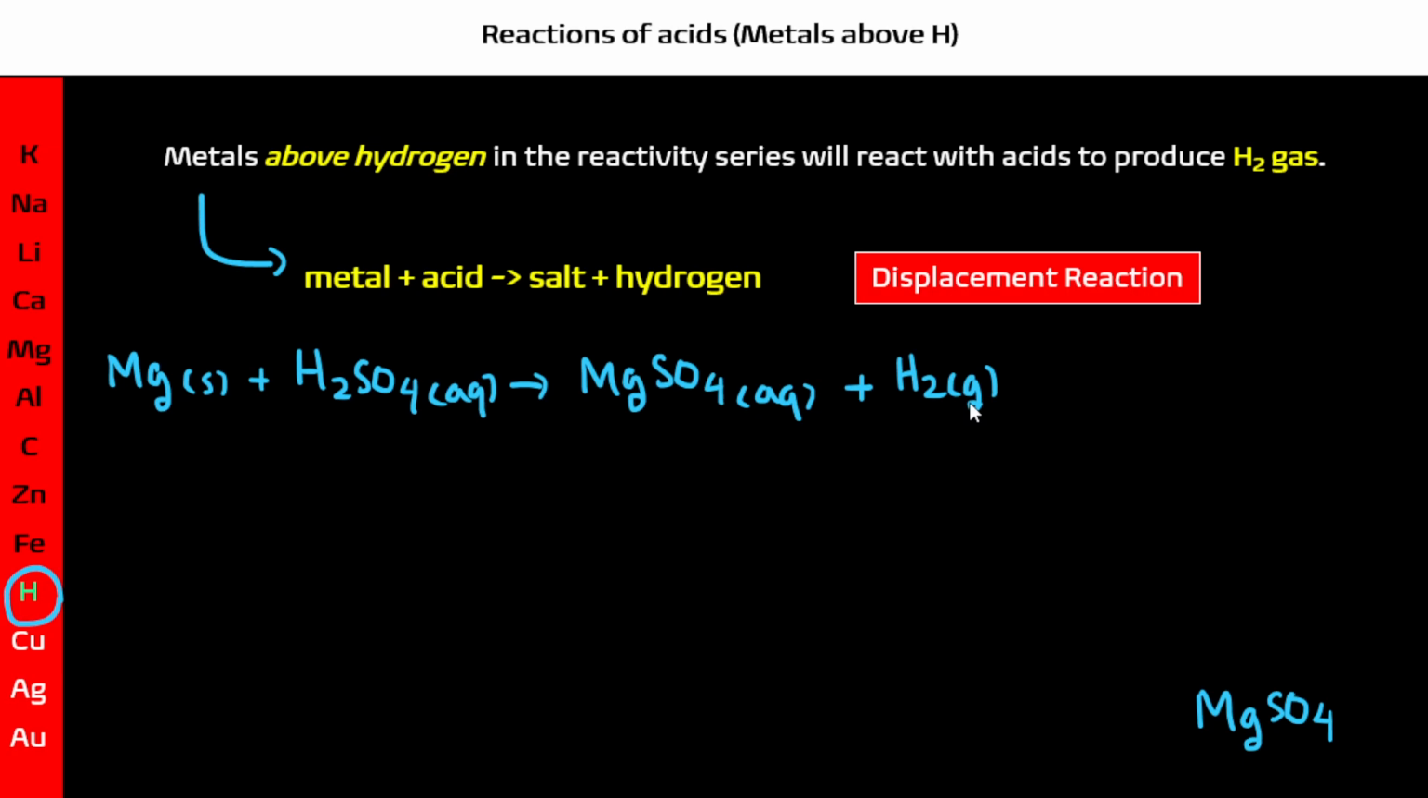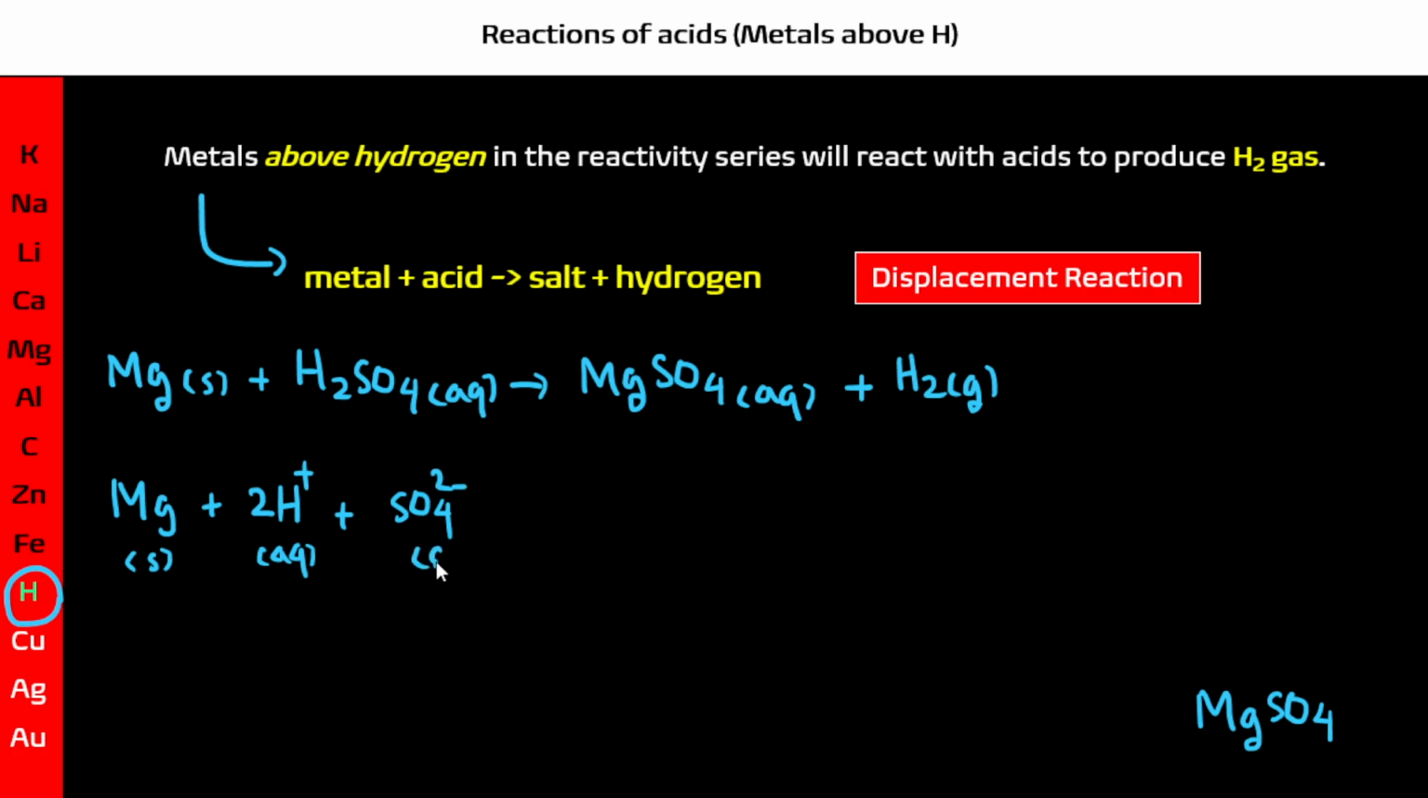Now, I'm going to write down the ionic equation so that I can explain to you why this is called a displacement reaction. Mg solid, we cannot break it down into any forms because it is simply a solid, so we're just going to write it down as Mg solid. H2SO4, however, can be broken down into 2H+ aqueous plus SO4 2- aqueous.